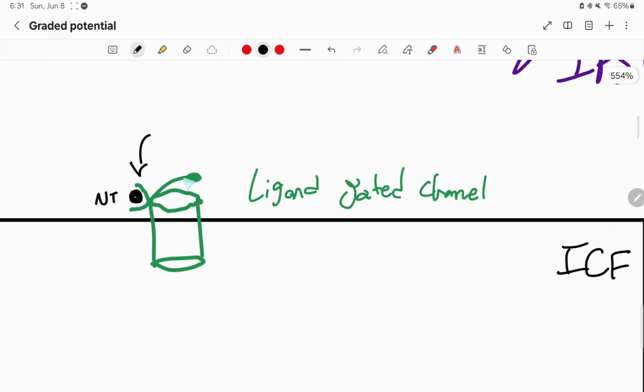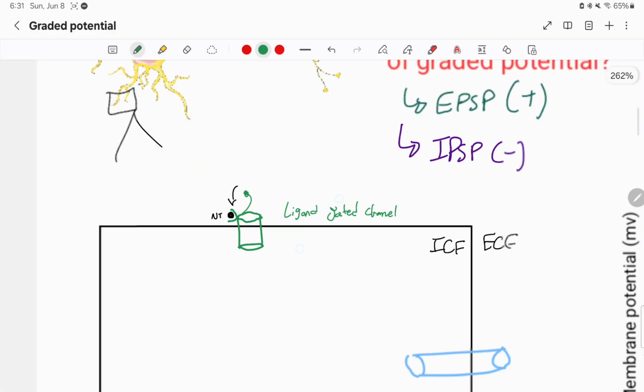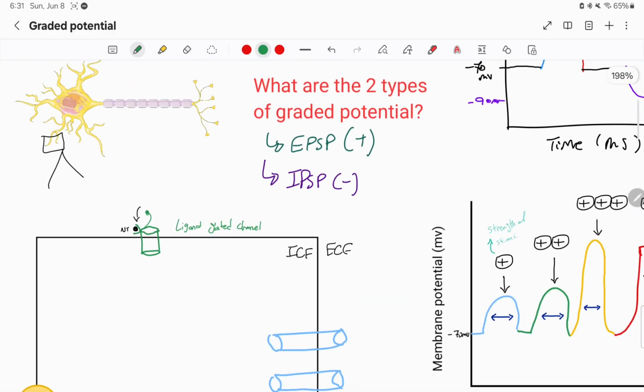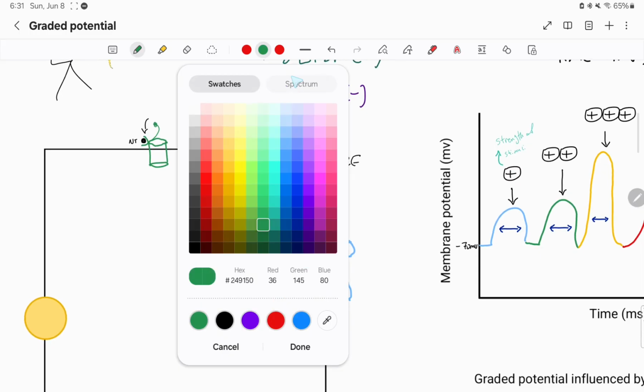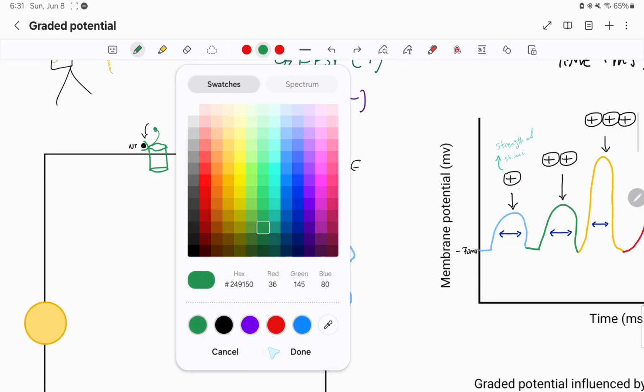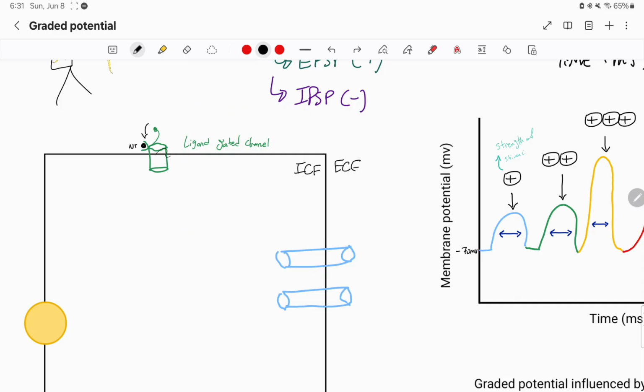Once it binds, notice this channel has a gate, right? It will open that gate. What would happen then? I'll tell you what would happen. A bunch of things might happen, okay?